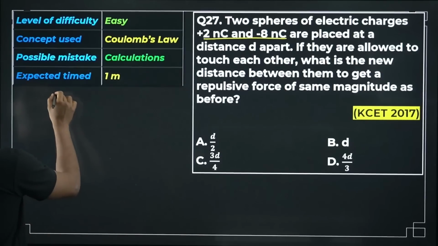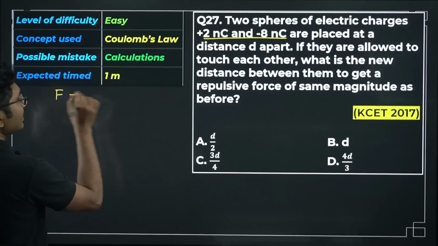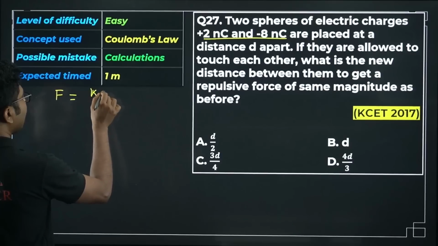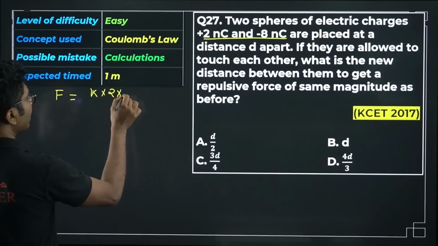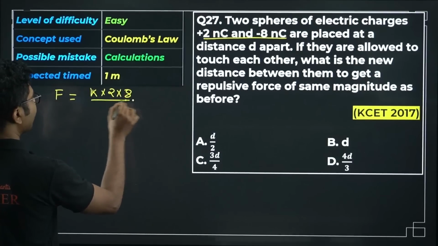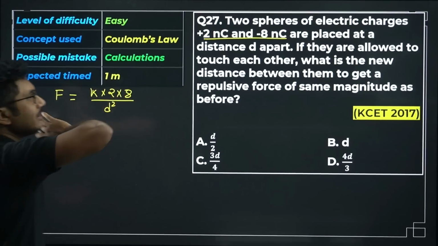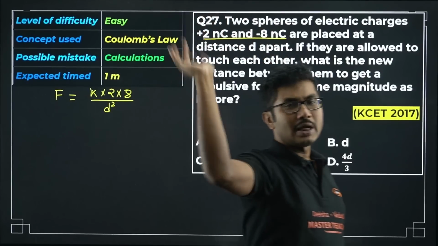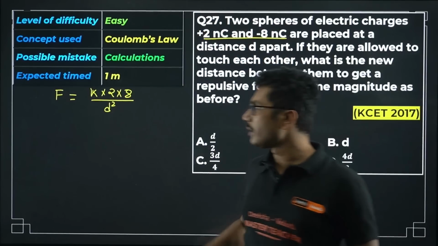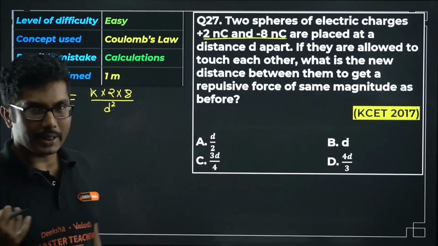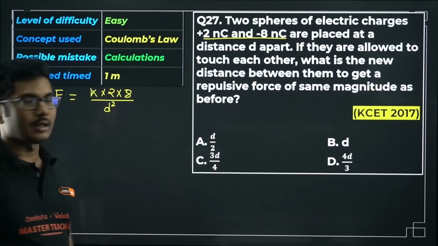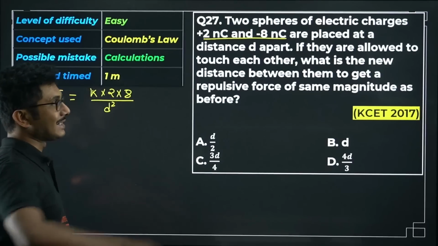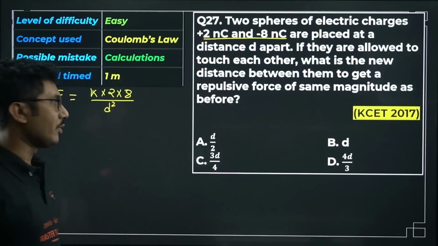Okay, so what is the initial force? So the initial force is K into 2 into 8 by d square. Now we are ignoring nanocoulomb, we are ignoring everything else not required, because actually we are going to compare. So all the nanocoulomb etc. will be cancelled, and the sign is also not required.